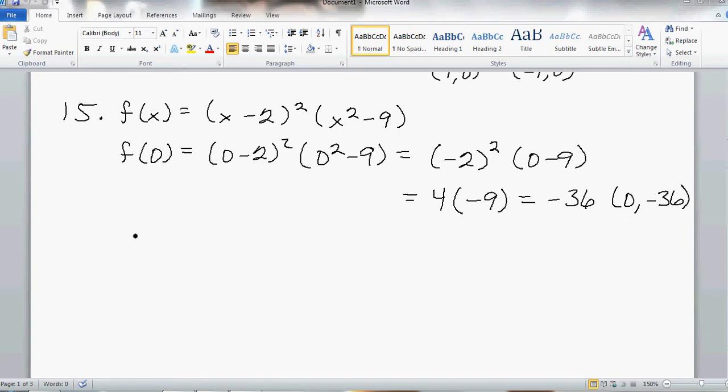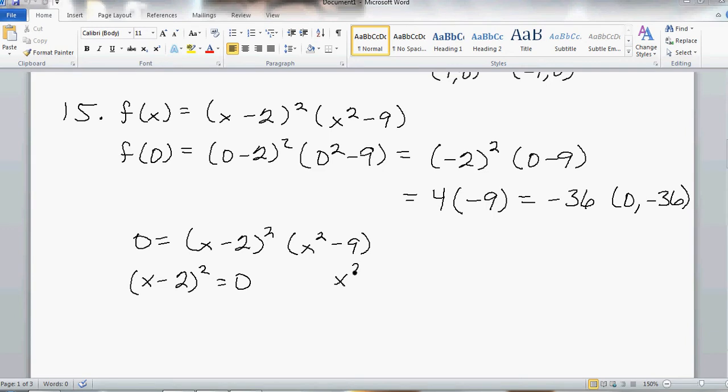Likewise, when we find the x-intercept, we let 0 equal x minus 2, the quantity squared, times x squared minus 9. We're going to set each one of these equal to 0 and go from there. X minus 2, the quantity squared, must equal 0, and x squared minus 9 must equal 0. Let's take the easier one first. Add 9 to both sides. X squared equals 9. Take the square root of both sides, and x equals plus or minus 3. So that would mean 3, 0, or negative 3, 0.